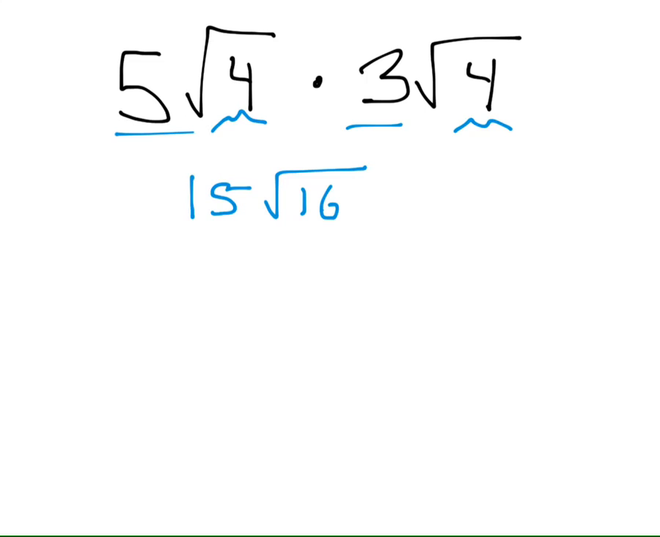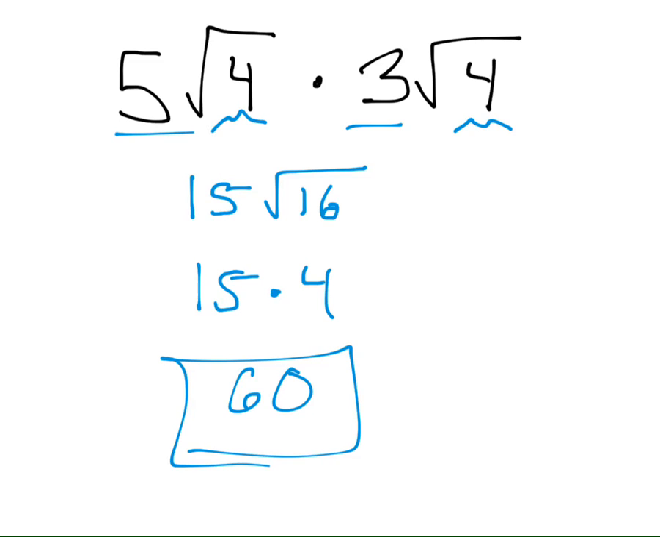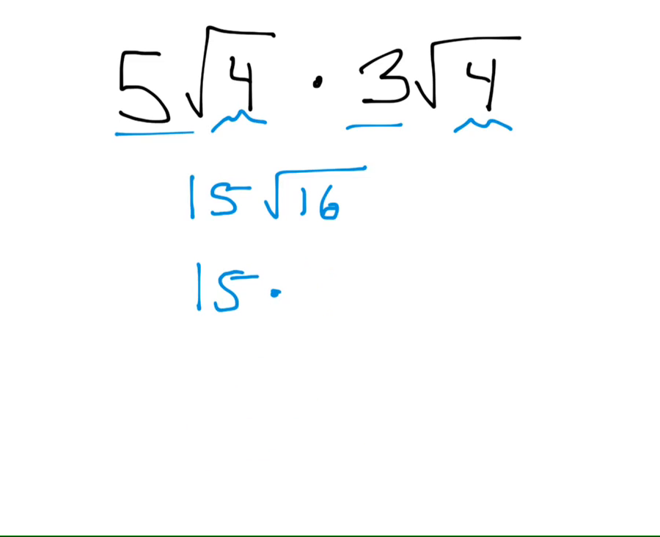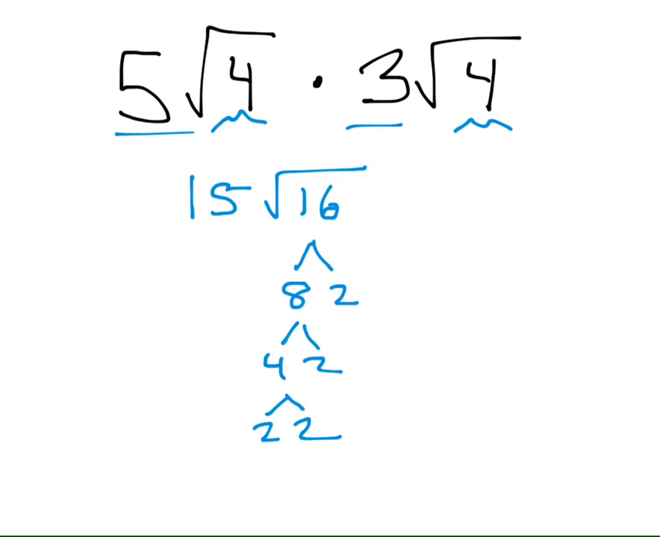Now, I had a lot of people that started breaking down this 16, but you actually already know the square root of 16 because it's a perfect square. It's what? 4, which is 60. Okay? Even if you did it the other way, what if you did 8 and 2? So if you broke it down into 8 and 2, 4 and 2, 2 and 2, right? So you circle your pairs.